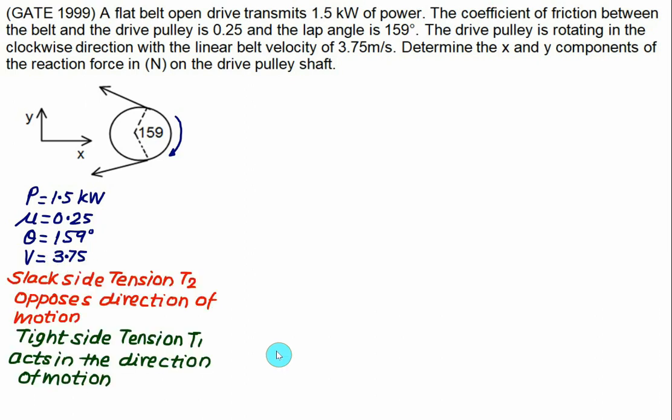Now about the direction of the slack side and the tight side. The slack side tension T2 opposes the direction of motion. This time the motion is clockwise, so this direction will oppose the direction of motion. So this one is representing the slack side T2 tension. And the tight side tension T1 always acts in the direction of motion.